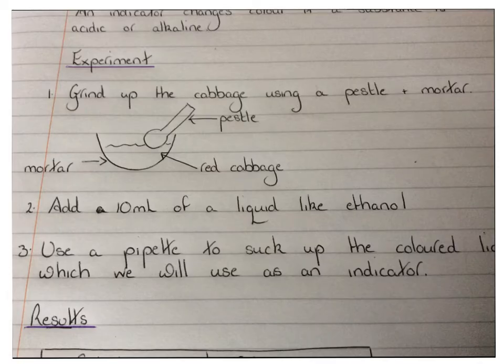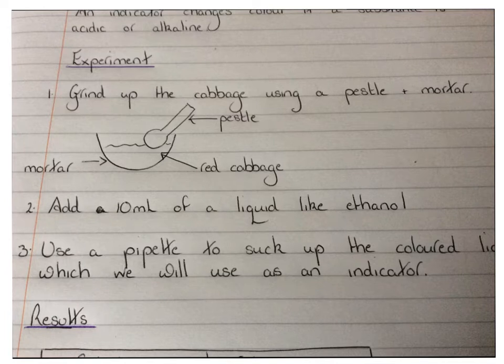Now we're going to make a few more notes. On the same page, take another little title, and I'd like you to copy in the little diagram that I've drawn. The first thing, like I've said, is we'll grind the cabbage up using a pestle and mortar, and I've drawn a little diagram to show you there. We'll add 10 millilitres or cubic centimetres of a liquid like methanol or ethanol. Those are just alcohols. Then we use a pipette to suck up the coloured liquid, which we will use as an indicator.